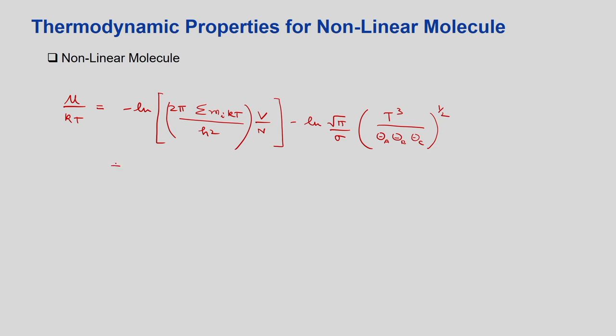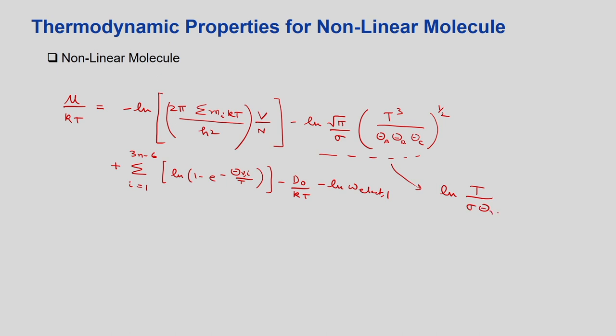So you will then get plus the summation of i going to 3n minus 6, kT. So this is the expression for the chemical potential for a nonlinear molecule. For a linear molecule it is almost the same, not much change, except that this term will be replaced by ln of T by theta r, and this term will go to 3n minus 5, otherwise the terms remain the same. So this is how you go for nonlinear as well as linear molecules.